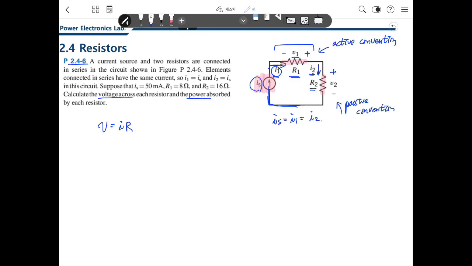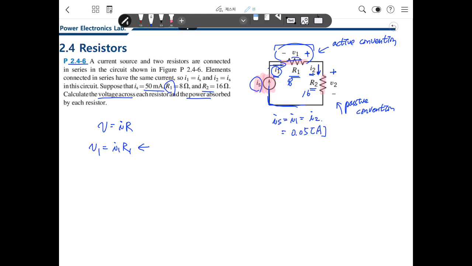Anyway, IS is 50 milliamps, which means 0.05 amps. R1 is 8 and R2 is 16. To get V1, at first we need to check V1. V1 is, what is that? I1 R1 when you use the passive convention, but in this direction it's not passive. This is the active convention.